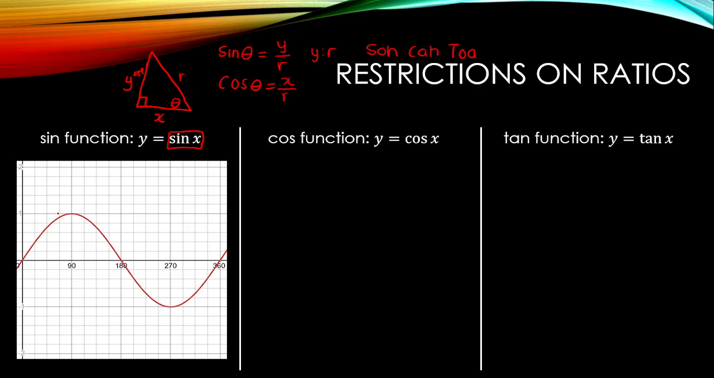So what you need to know is that these original ratios actually have restrictions on the y. The highest that sine can go is 1, and the lowest that sine can go is -1, which means that if they say sine x is equal to 1.5, it's going to be an error on the calculator.